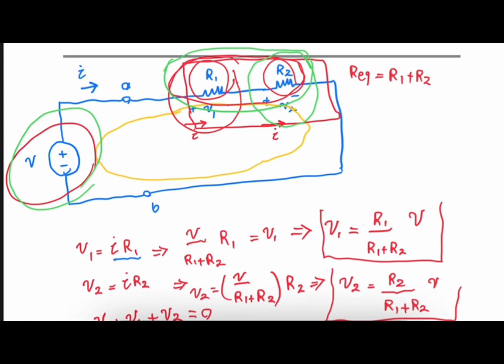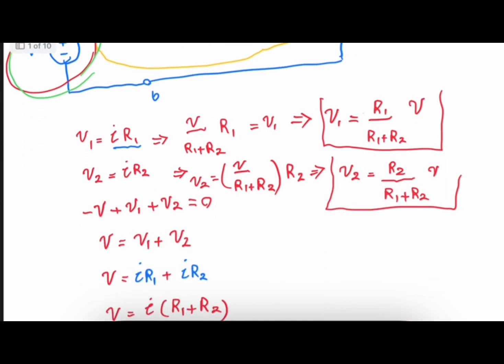More generally, if we have n resistors in series, the voltage across resistor Rn can be defined as Vn, which is equal to Rn over R1 plus R2 up to Rn, times the voltage source.